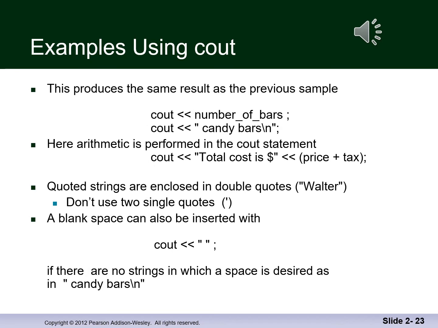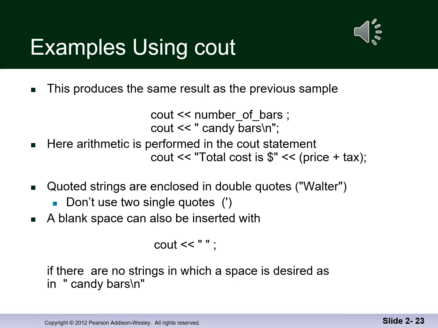Here are some examples using the cout statement. This first two-line example produces the exact same results as the previous sample. Cout, insertion operator, number of bars, semicolon. Because we didn't add a new line at the end of that cout statement, the next cout will begin on the same line. Cout, we've got the double quote, the space, and then candy bars. That will output the value stored in number of bars, followed by a space, candy bars, and then a new line.